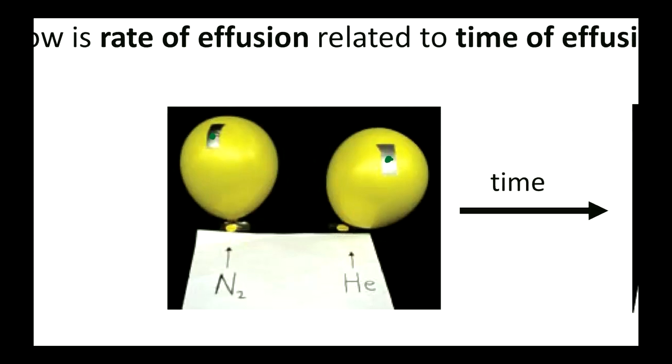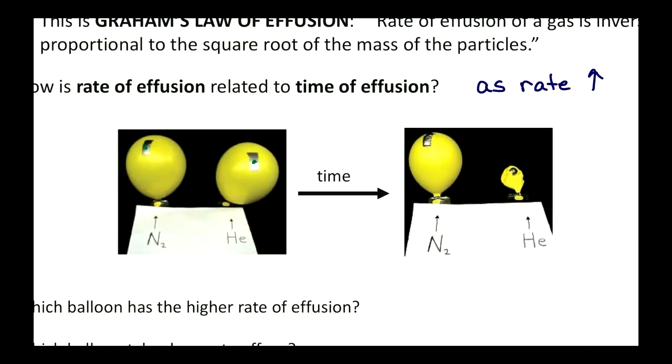Helium's going to be smaller, yes, because it takes less time for helium to effuse itself dry. So the idea here is that the time it takes to effuse is inversely proportional to the effusion rate. Helium effuses faster, so that means it takes less time for it to empty itself, all right?